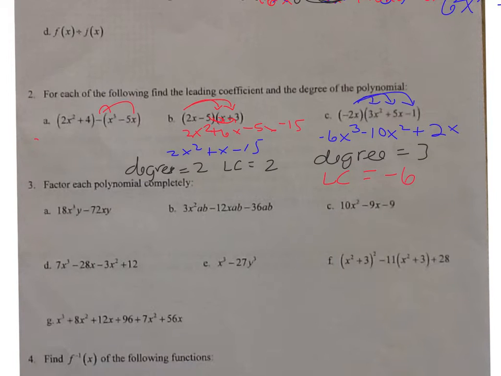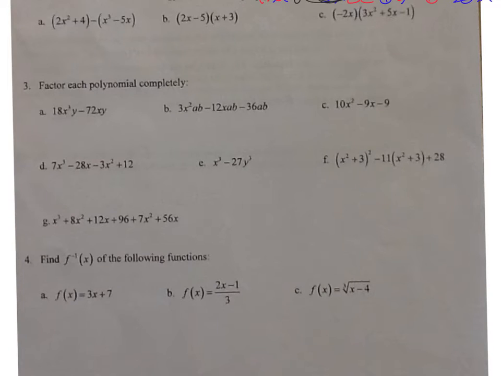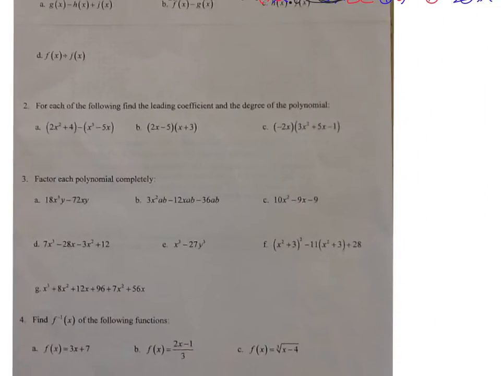All right, so let's take a look at 3. Okay, so 3 is to factor each of the polynomials. So there are 7 of them. So I'm just going to minimize this paper and just go along and rewrite them as I do them. So 3a is 18x to the third y minus 72xy.